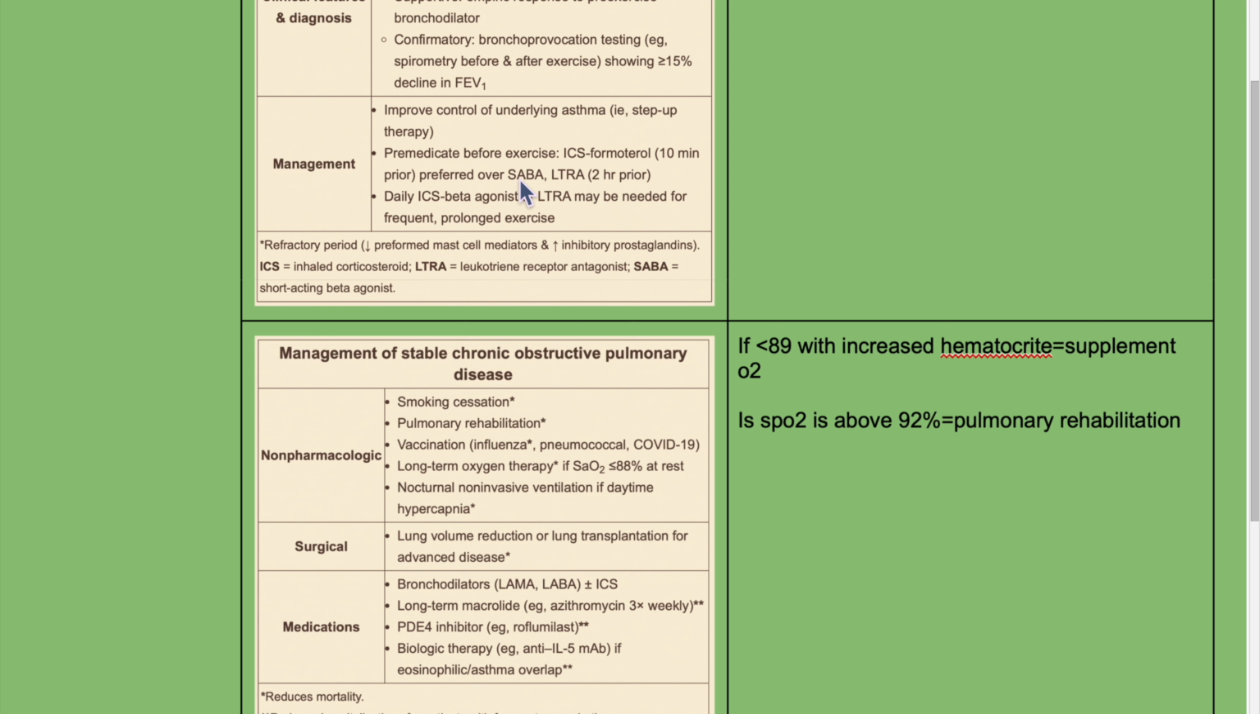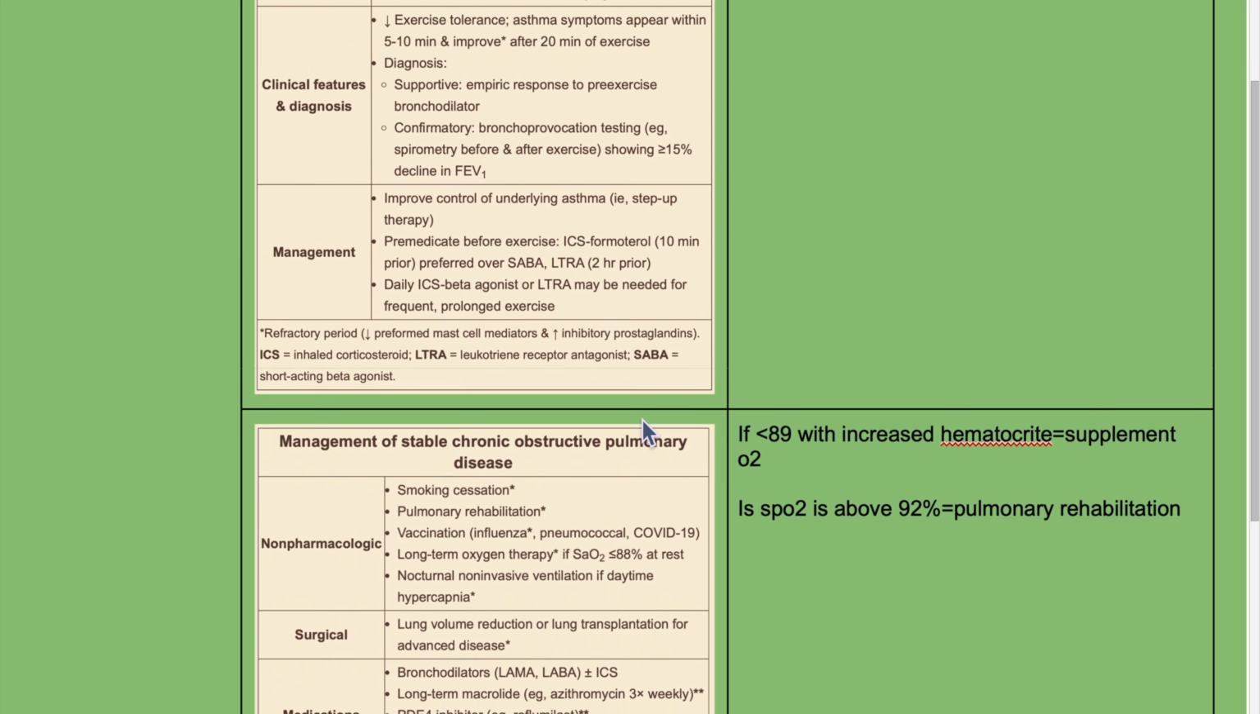If you're giving SABA and LTRA, that is 2 hours prior, and that's usually hard to remember because whenever you want to go to the gym, it's usually a spontaneous thing. I feel like going, or it's already planned and you're good with that. Then maybe this would work. I don't know, but I think they prefer the ICS-formoterol because it shows a better outcome.